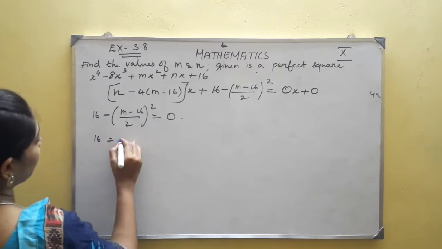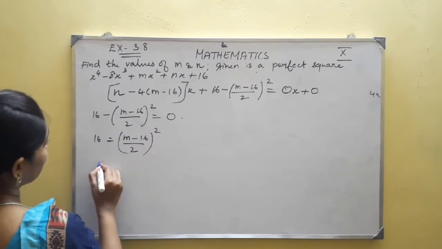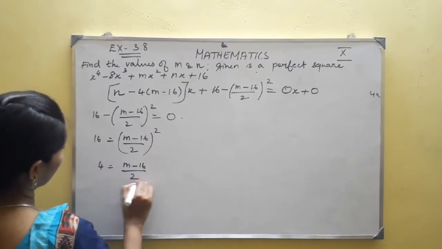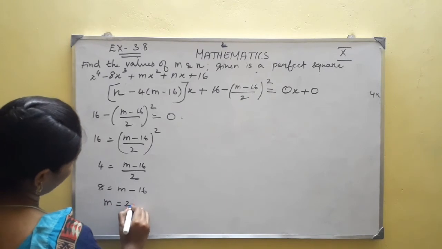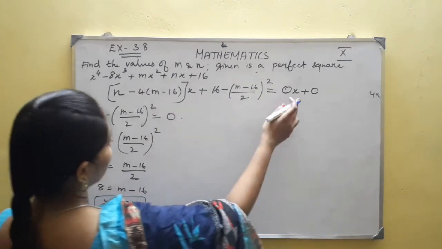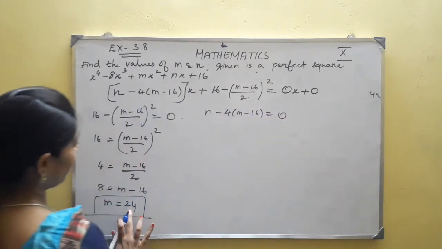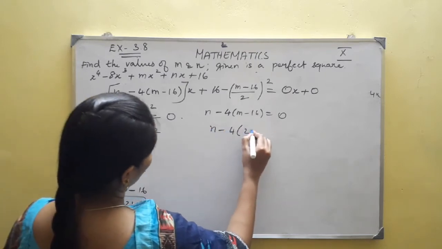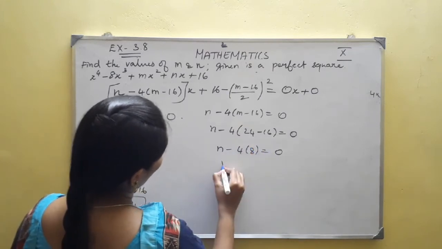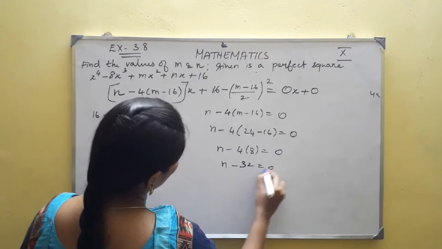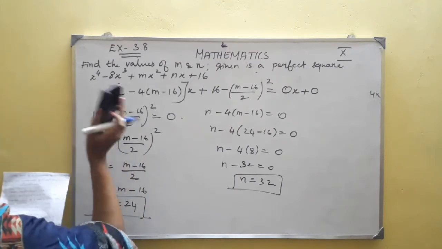So this is actually 16 equal to m minus 16 by 2 the whole square. Now taking square root on both sides, I will get 4 equal to m minus 16 by 2. This is 8 equal to m minus 16. So m is equal to 24. So if you equate the coefficient of x, it means n minus 4 into m minus 16 equal to 0. What is the value of m here? 24. So n minus 4 into 8 equal to 0. n minus 32 equal to 0. n gives me 32. This is the value of m and n.